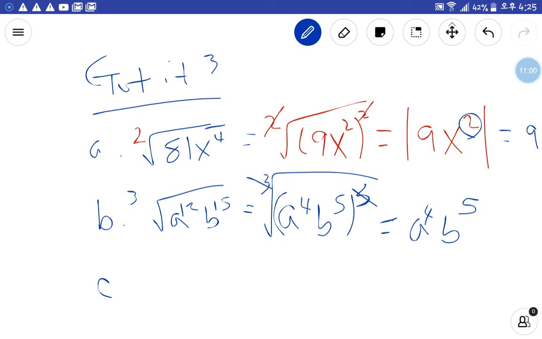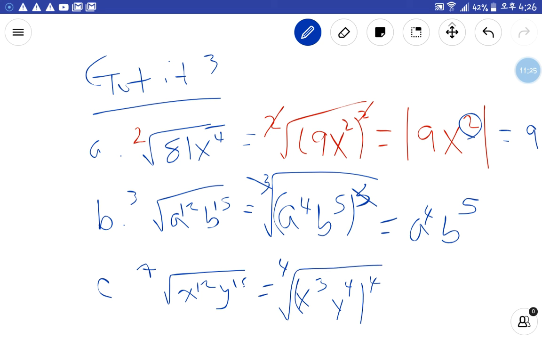Now C. I have the 4th root of x to the 12th power, y to the 16th power. Now, 12 divided by 4 is 3. 16 divided by 4, y to the 4th power. Everything is to the 4th power with the 4th root. Since my index is even, I need absolute value around it, x cubed and y to the 4th power.